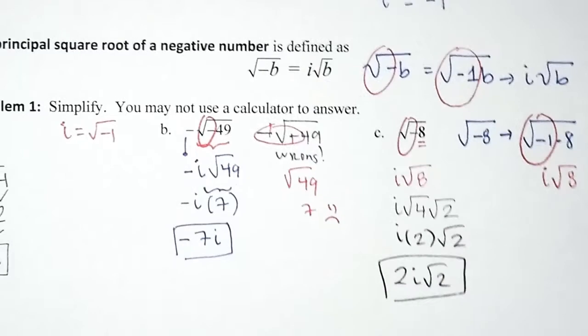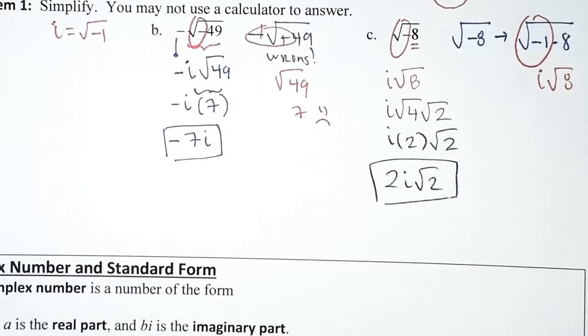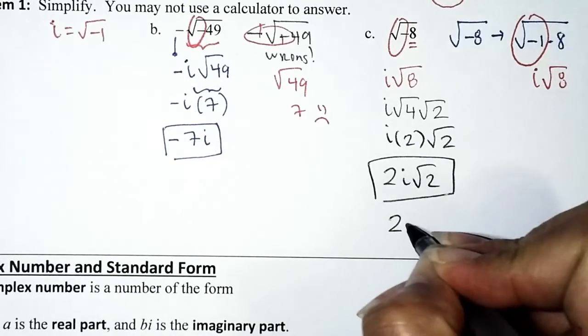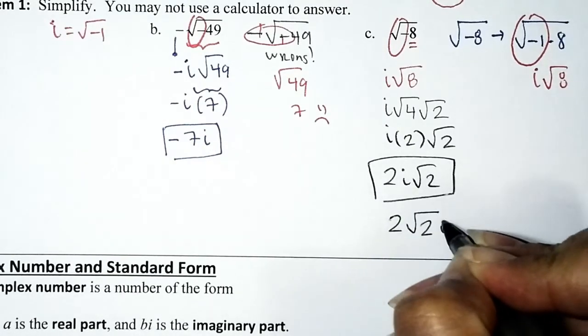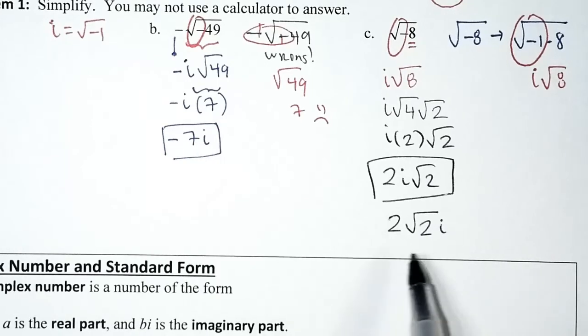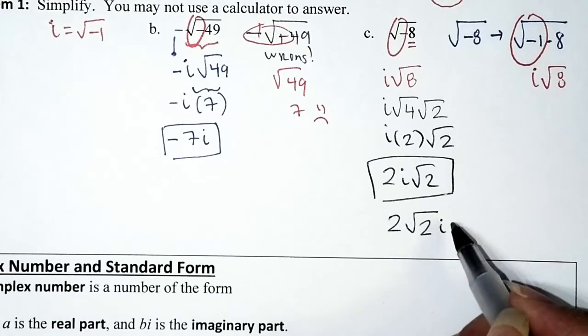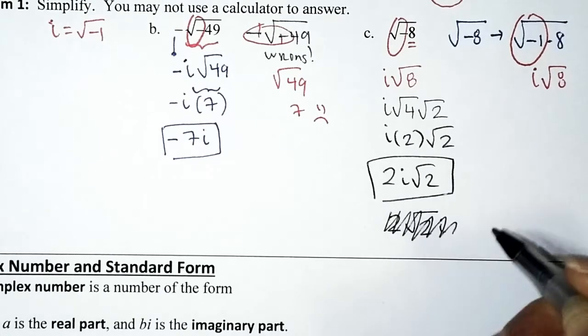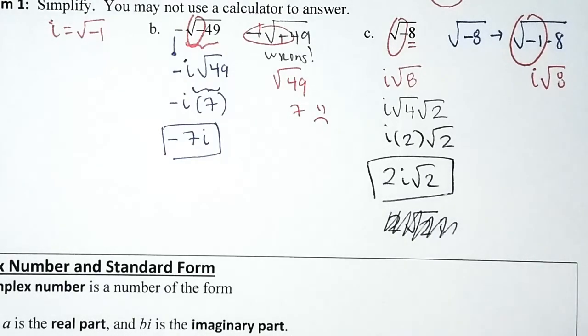Now, someone said, I read ahead, and the book says something about a plus bi, whatever that is. Shouldn't we write our answer as 2 square root of 2 times i? Technically we should, but the reason we're given the green light to put the i before the radical when we have a radical left is just to make sure that we don't accidentally put the i inside the radical. So this is not recommended.